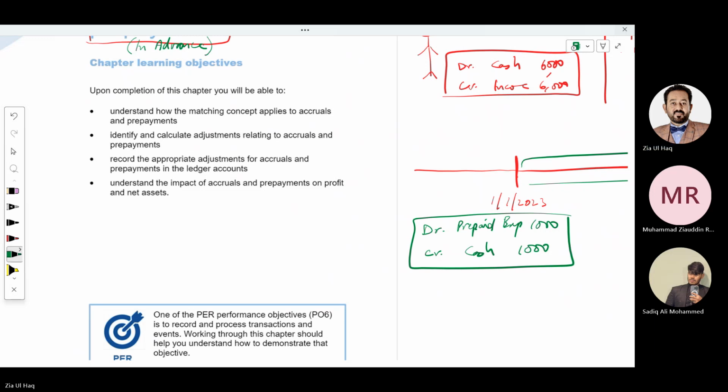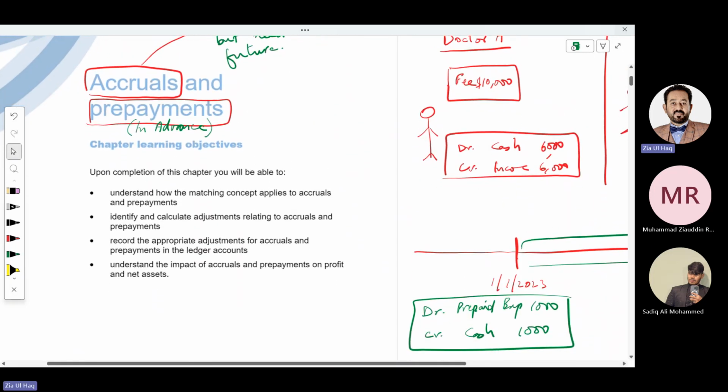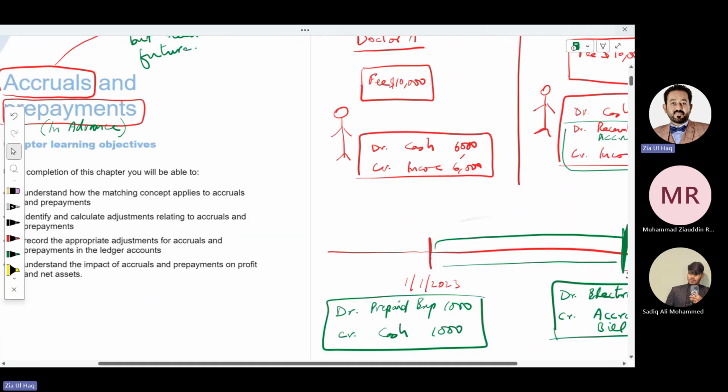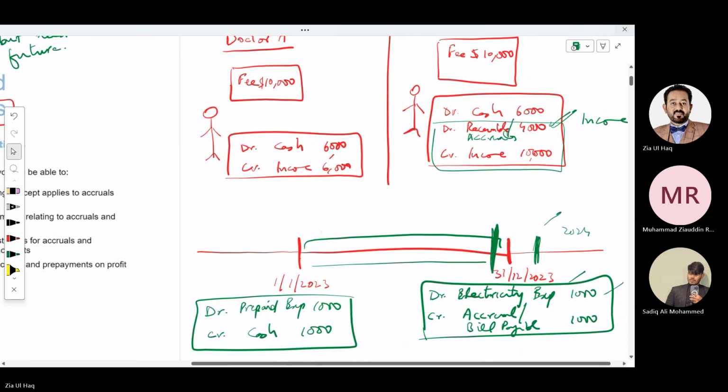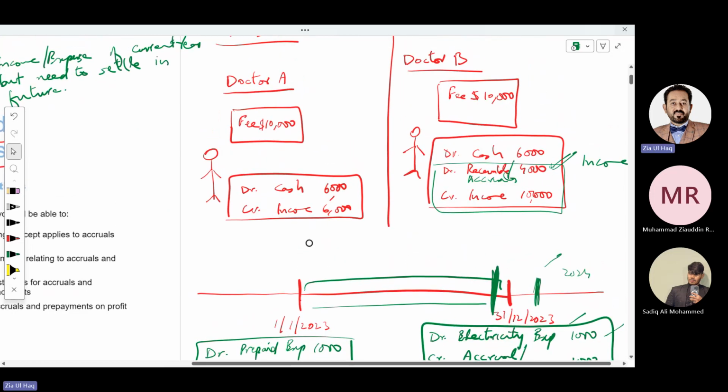Or suppose from a customer we received cash now. Like here, to Dr. A, the patient agreed like for every visit I will pay you 6000. Dr. A agreed, okay, I will charge you 6,000 for every visit, but if you pay 2 visits' amount now, then I will charge you 6,000 per visit instead of 10,000.